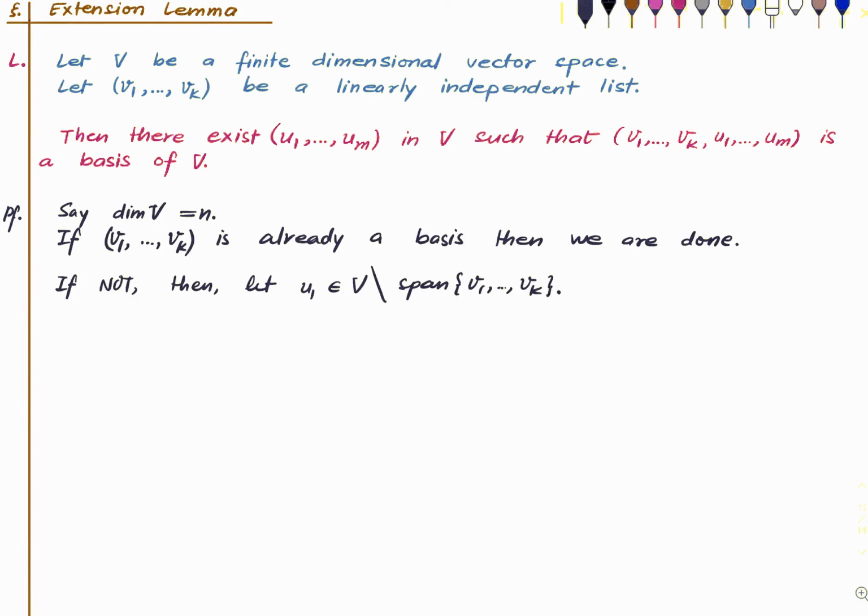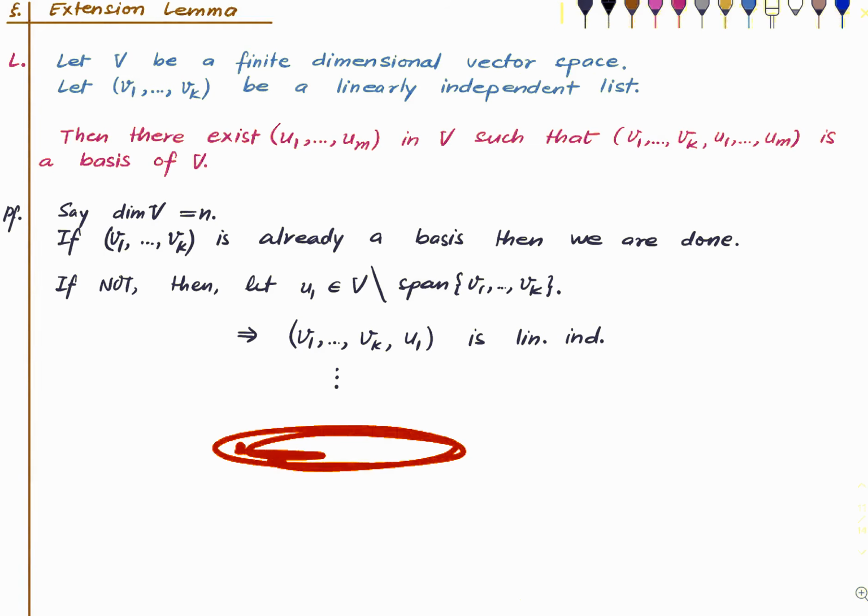But then this means that we have a bigger linearly independent list. And just keep growing this list in the same fashion. At some point you will have a linearly independent list of size n. n is the dimension, and that must be a basis. And that's it. So any linearly independent list can be extended to form a basis of the vector space. Very nice thing.